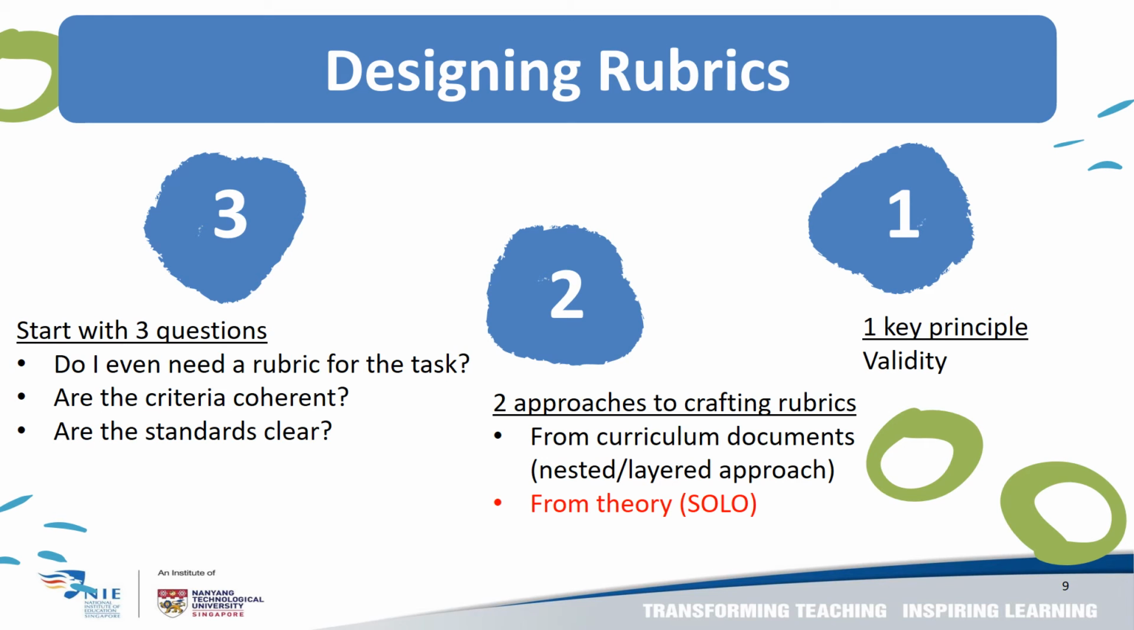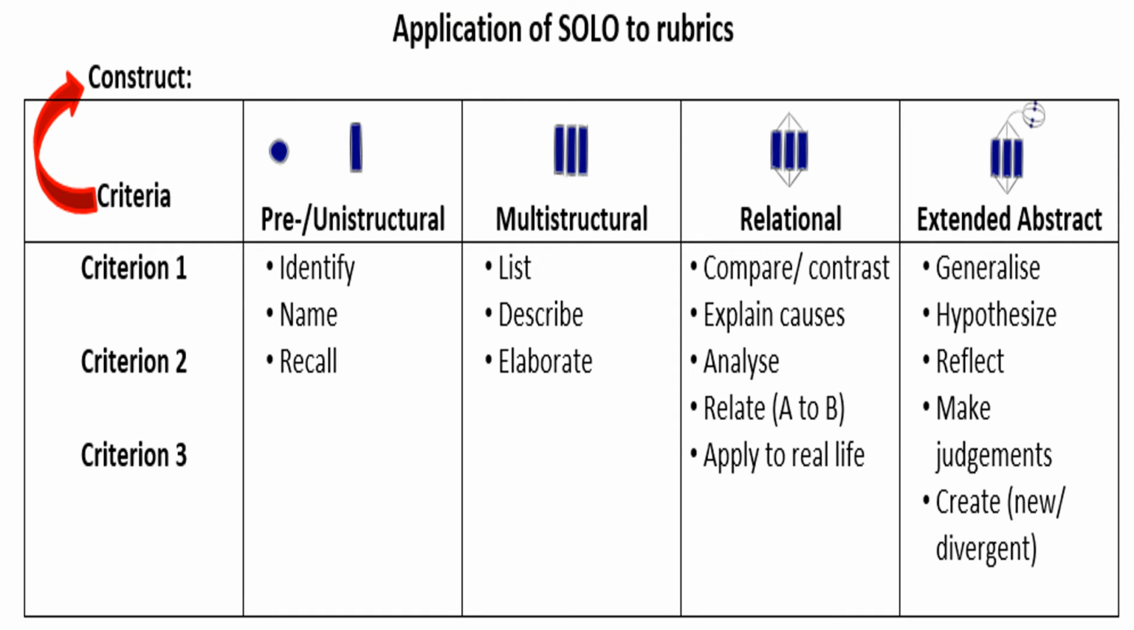Earlier, we have looked at one way to craft rubrics from a nested or layered approach by drawing reference from curriculum documents. Now we're going to look at how we can begin to craft standards in the rubrics based on our understanding of the theory of solo levels. In applying solo to rubrics, what the taxonomy offers us is a way of communicating standards using the 5 levels of understanding.